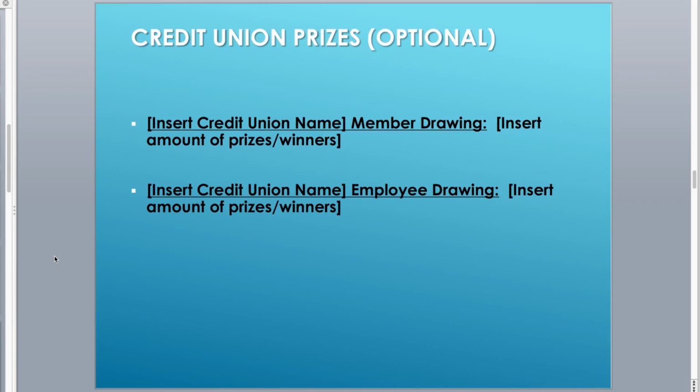This slide is the credit union prizes, which is optional. We talked about this earlier. So if your credit union is going to offer a member-only drawing or an employee drawing, you can input the information on this slide. You'll want to make sure that you update your credit union name and also include the prizes and number of winners for each of the drawings. If your credit union is choosing to do one or both of these, leave this slide in. If your credit union is choosing to opt out of both of these, then you may delete this entire slide.